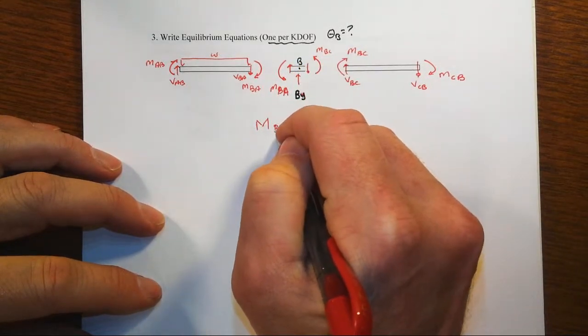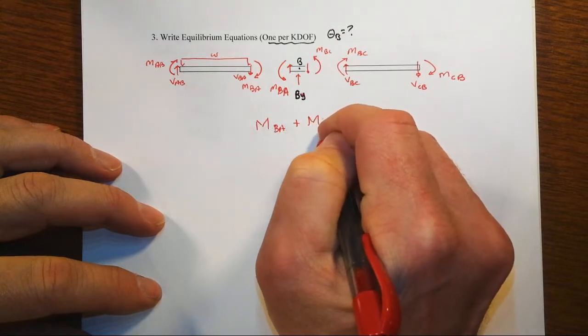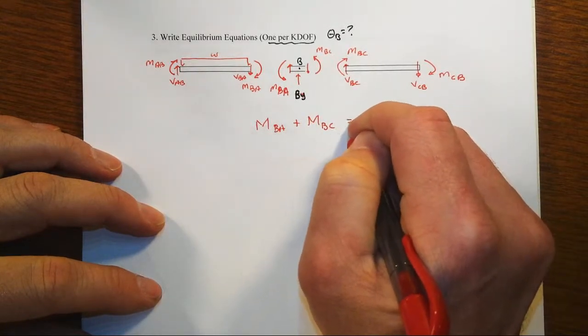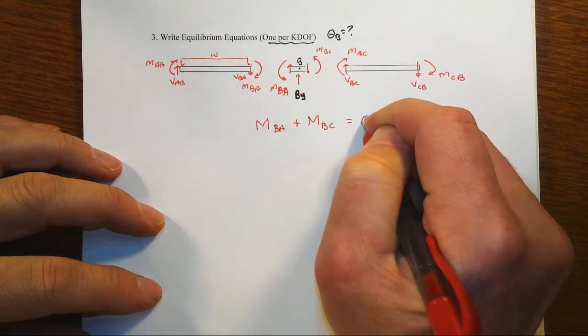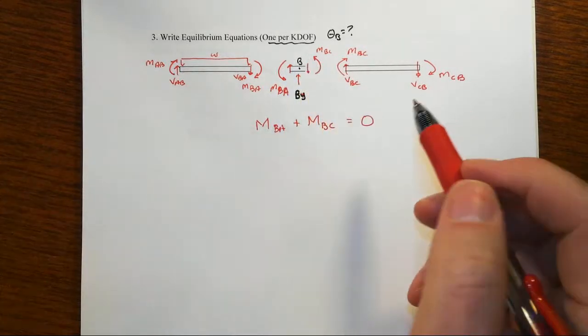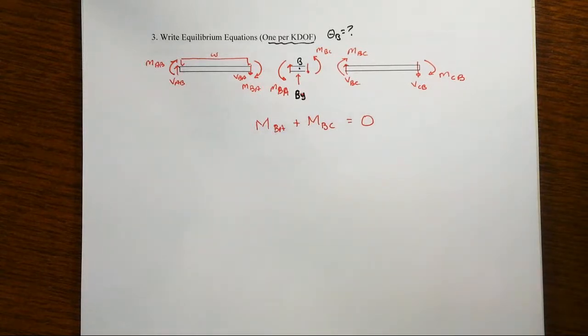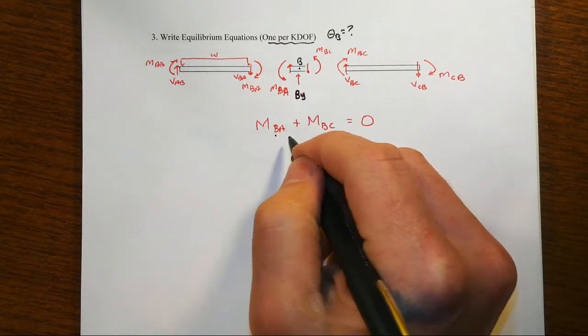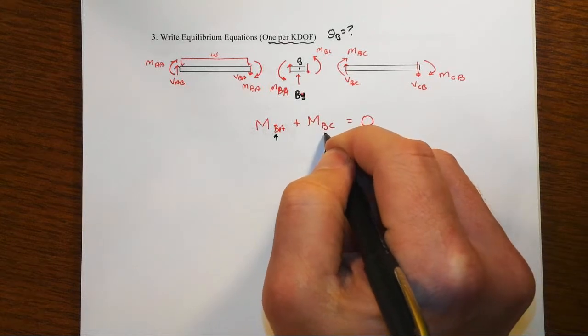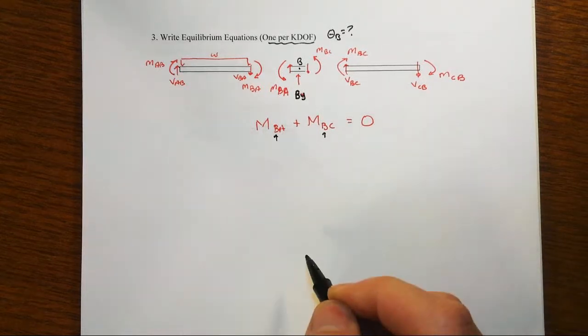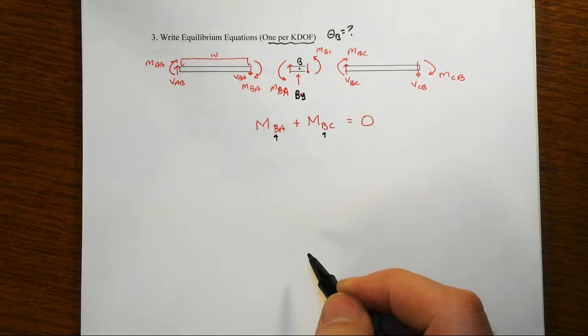MBA plus MBC is going to be equal, well, static equilibrium. There's no applied moment at the joint, so it's equal to 0. Notice here the subscript. We're at the near end. We're at the B end, so it always shows up first. And all these others are the far ends of every member that frames into the joint.